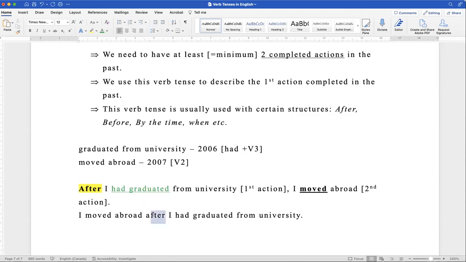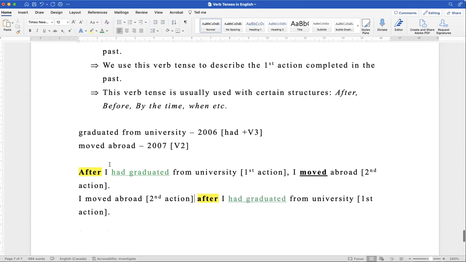And likewise here, I used after in the middle of the sentence, but the idea is the same. The rule is the same. In the after part, I use past perfect, because this is the first action. Don't feel confused. I can change the order. I moved abroad here is the second action. Sorry, my apologies. This is the first action, and this is the second action.